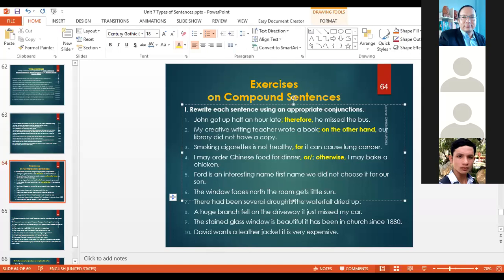What word? Anyone? What FANBOYS? "But". Yes, correct, "but", right? And if you want to use a conjunctive, you can use, like, "however", and so on. So we can say "however", okay, like that. Up to you.